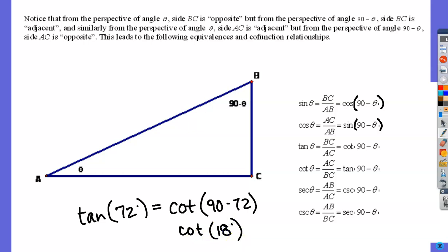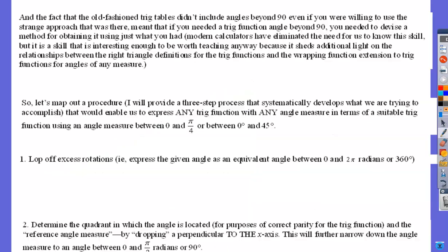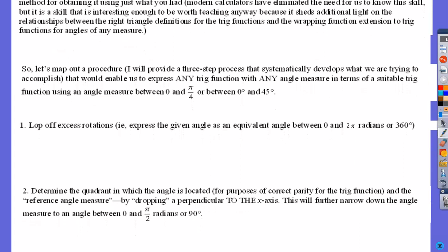So again, it allows us to take relationships that are much larger and change them into something much more manageable. So that's what we're going to work on today. We're going to work on, well, how do we find that, right? Like, how do we get these weird ones? And so we're going to come up with ways to take any angle and any trig function and get it down to something that's between 0 and 45.